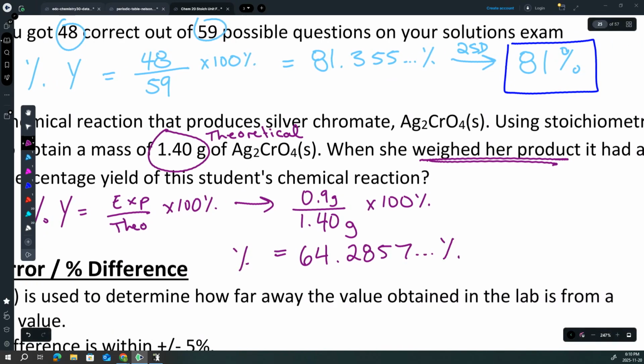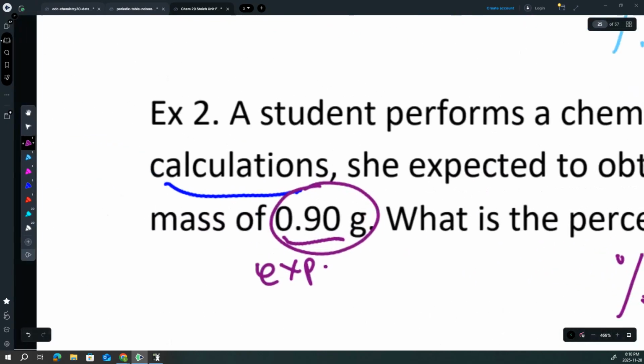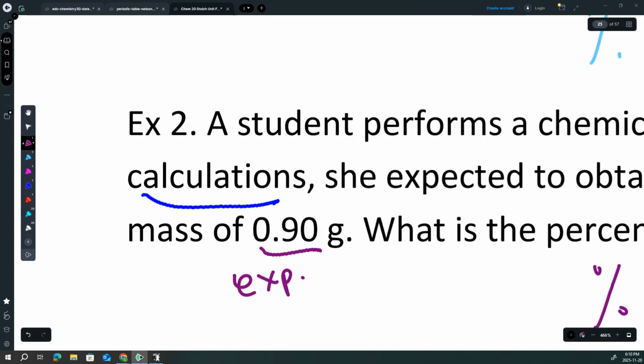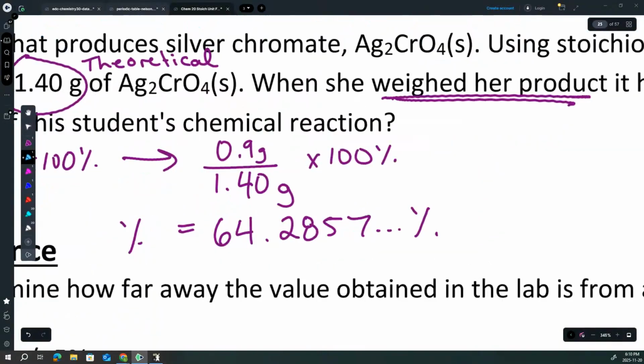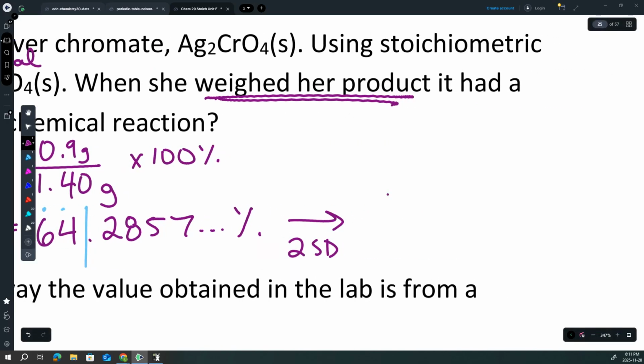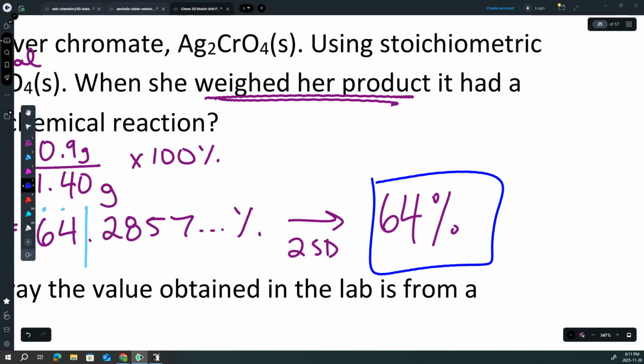Goes on forever. But since we have 2 sig digs coming from this number, here's how I'm counting sig digs: leading zeros don't count, but non-zero digits do count, and trailing zeros count. So this is 2 sig digs. Okay, so we need 2 sig digs, so 1, 2, there's our cutoff line right on the decimal point. So 64%.